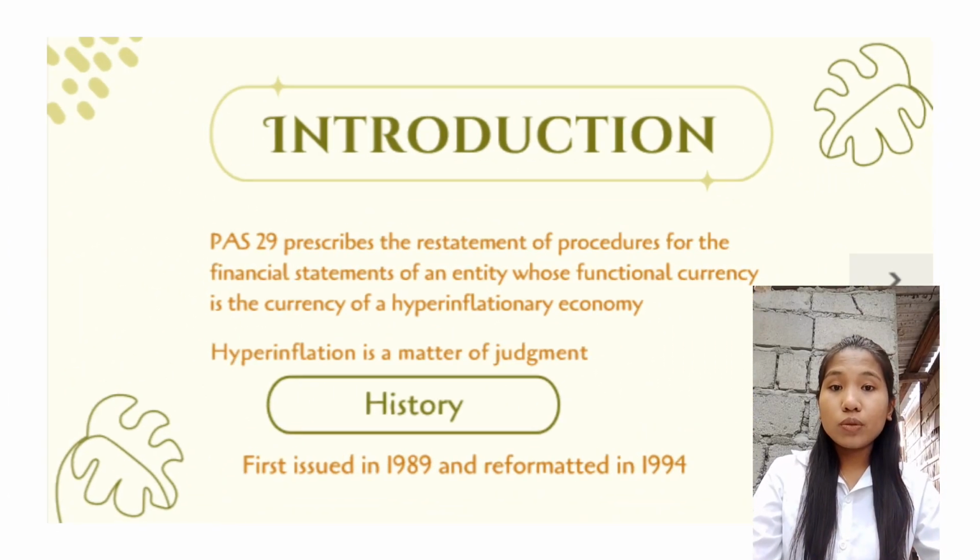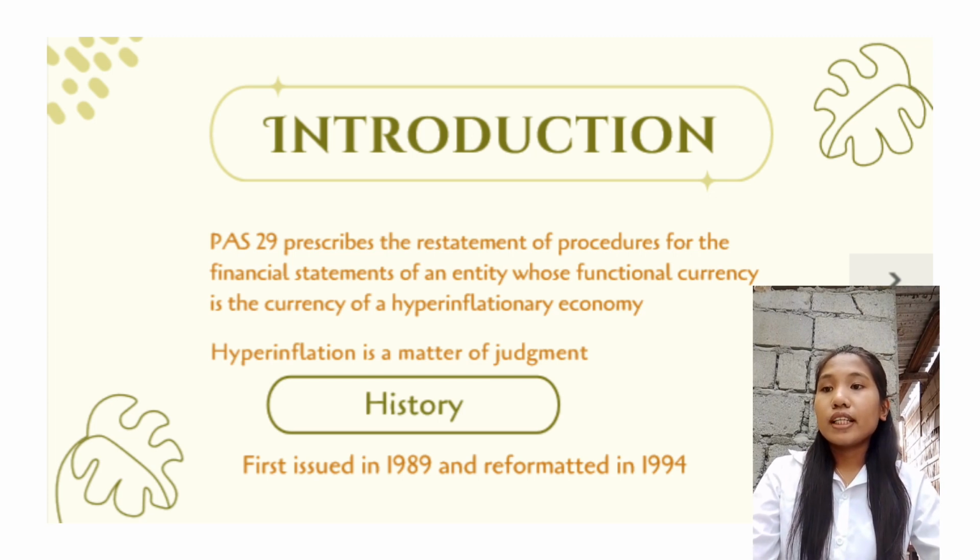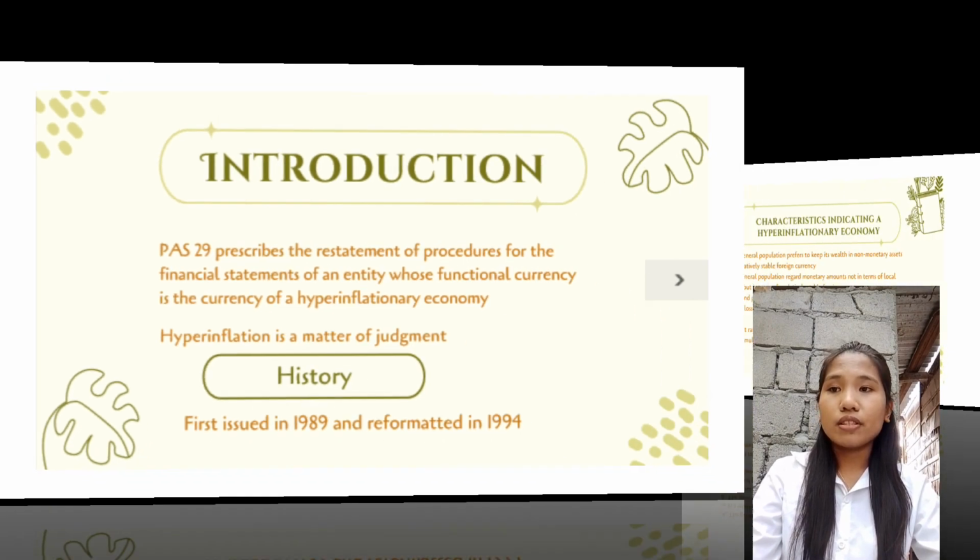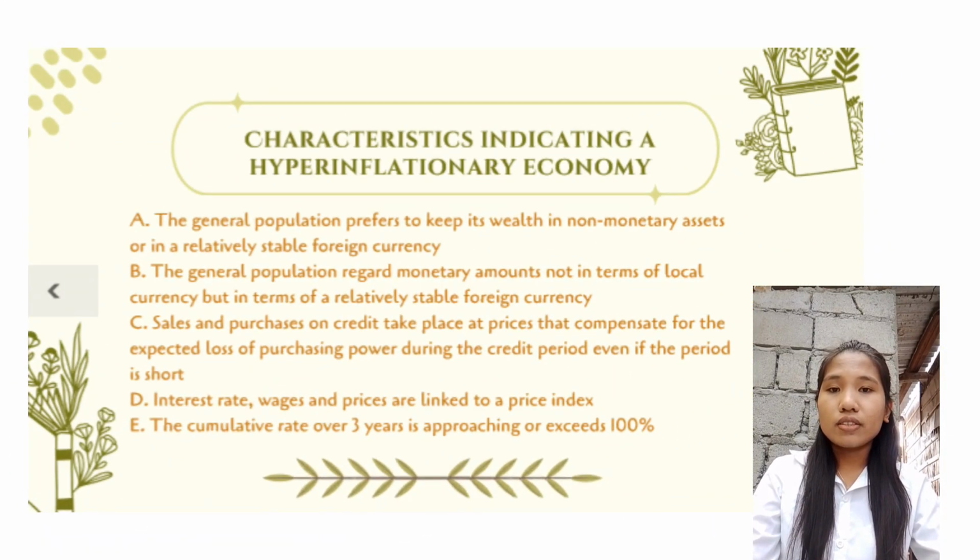So let me explain what is PAS-29, financial reporting in hyperinflationary economies. PAS-29 prescribes the restatement procedures for the financial statements of an entity whose functional currency is the currency of a hyperinflationary economy. Now let's determine the different characteristics that indicate an economy is experiencing hyperinflation. So we have 5 characteristics.